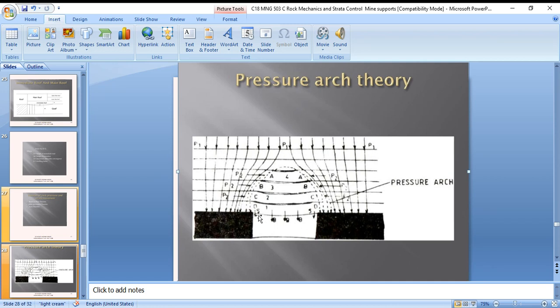Due to this event, two effects occur. One is that the immediate roof gradually sags into the opening. So the first effect is the sagging of the immediate roof.